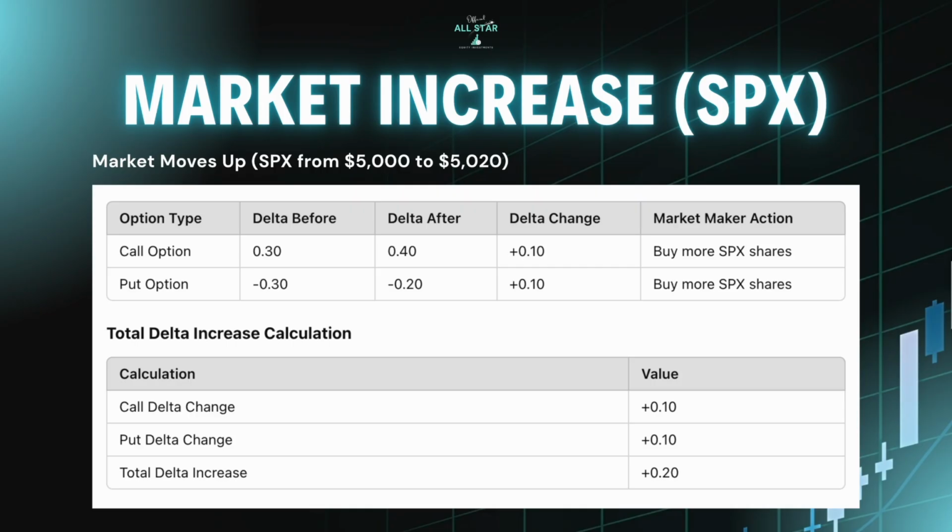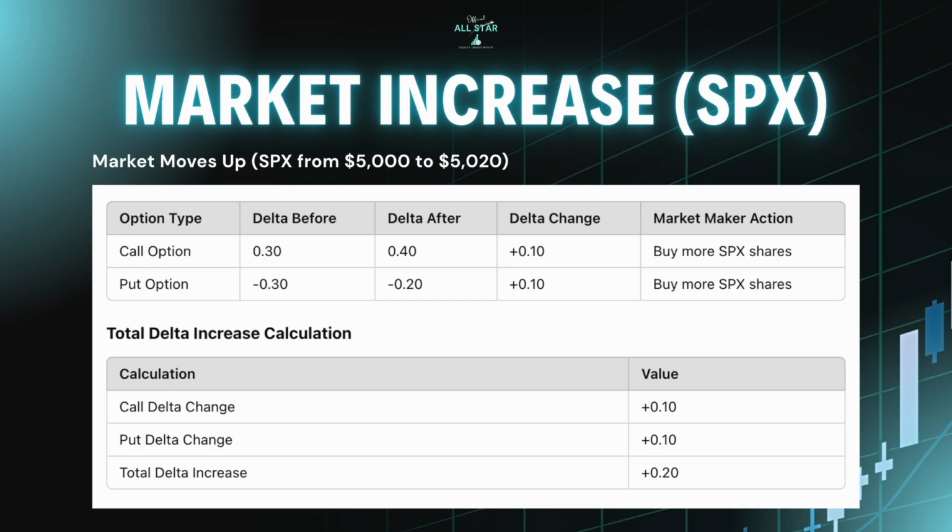And the hedging impact of this is that the call delta changes from a 0.4 minus a 0.3 to equal a 0.1. The put delta change is at a negative 0.2 minus the negative 0.3, which also puts it at a 0.1. So the total delta increase in this case is a 0.1 for calls plus the 0.1 for puts, which totals out to a 0.2.